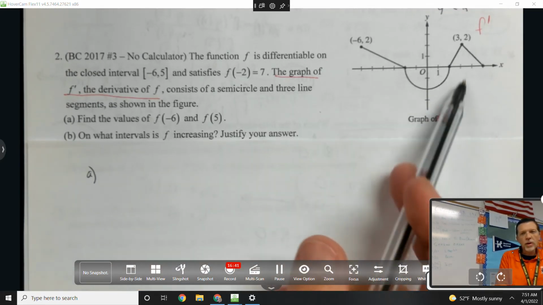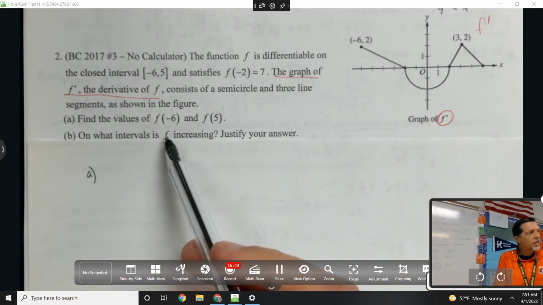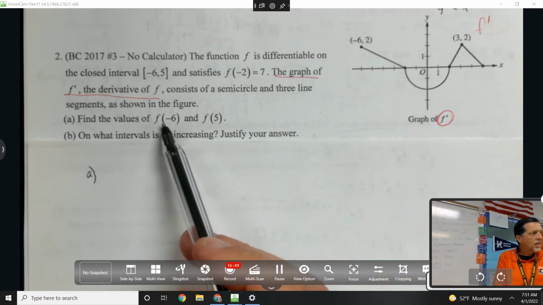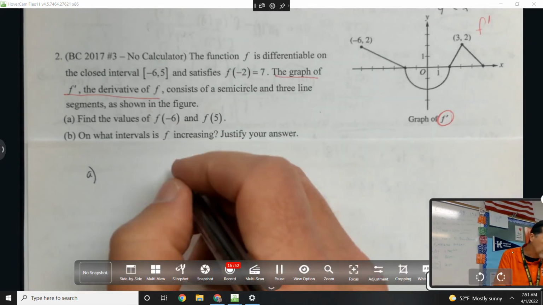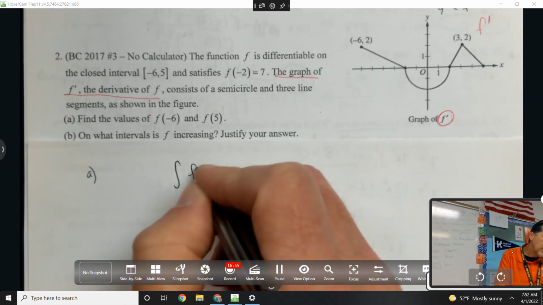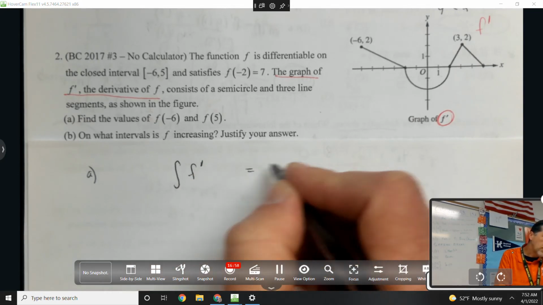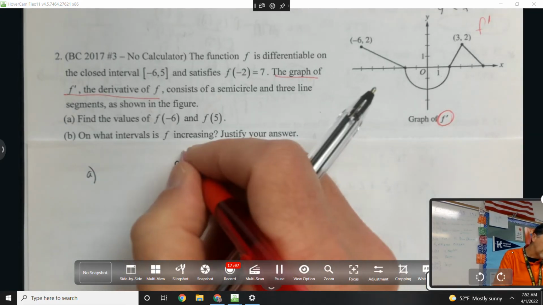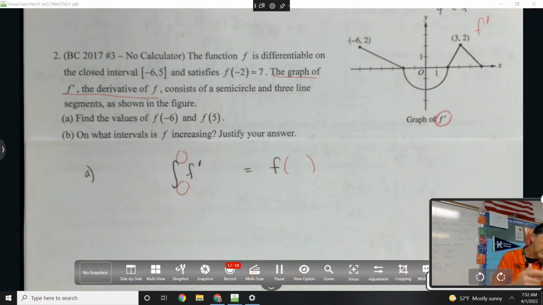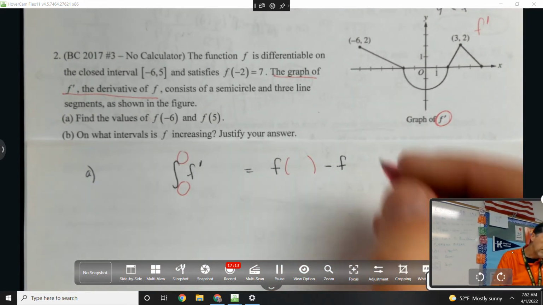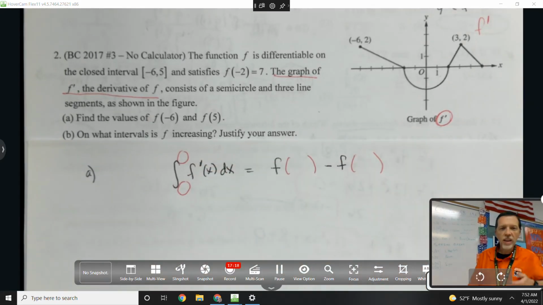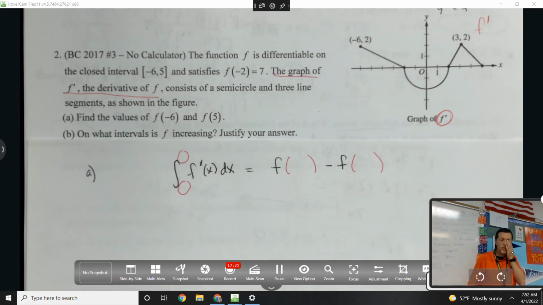Okay, I have information about f prime, and I want to find f. So how do I get from f prime to f? What's that? I need to integrate, or take the antiderivative. Because if I take the antiderivative of f prime, I'll get back to f. Now I need to fill in some details on that because I need a top and a bottom limit. So f of something minus f of something else. But big picture, the antiderivative of f prime would get me back to f.